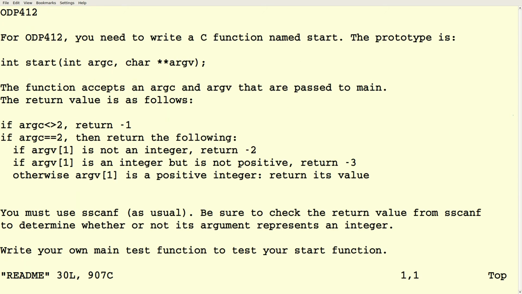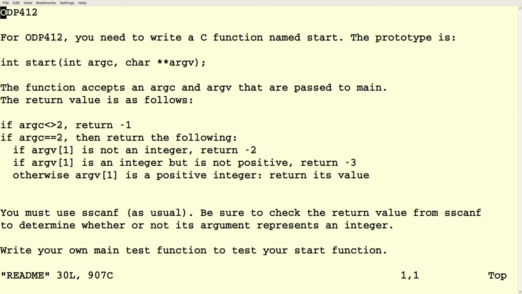So let's take a look at 412. In 412, you're writing a different function called start. It returns an integer, it takes two arguments, and the arguments are an integer and a char star star, which might set off panic bells somewhere, right? Don't worry about it too much.